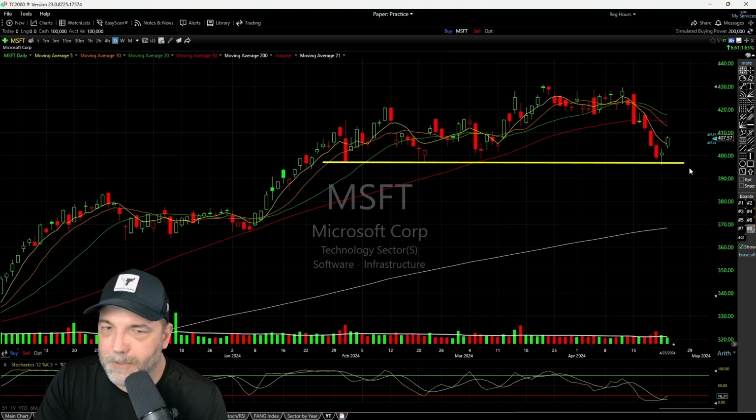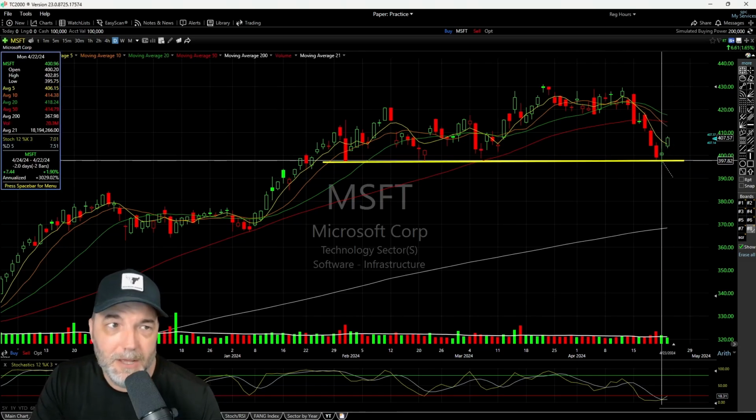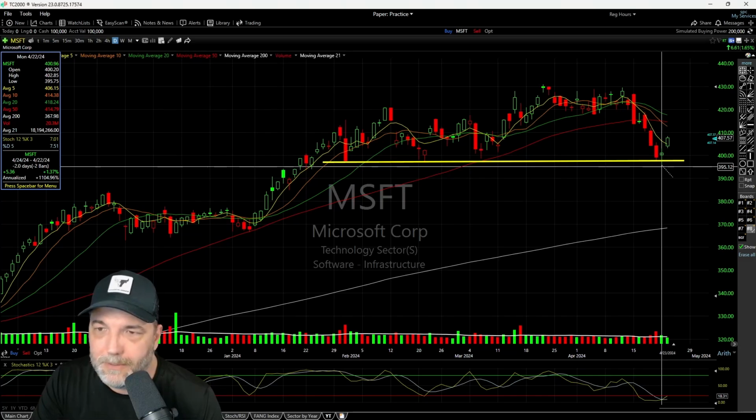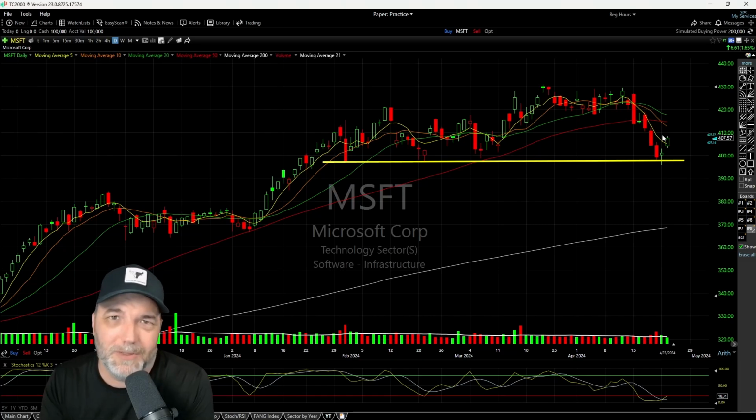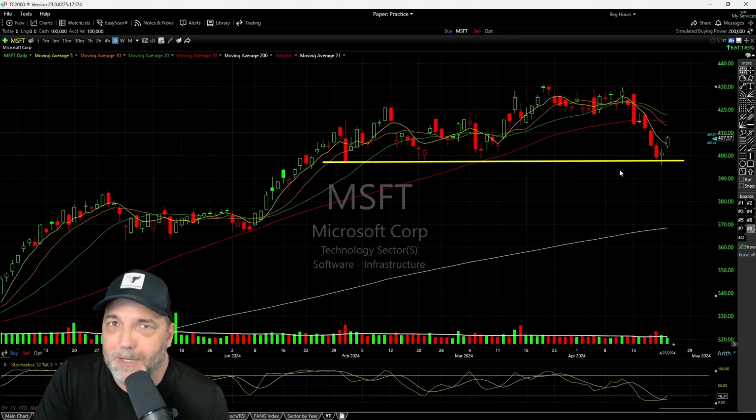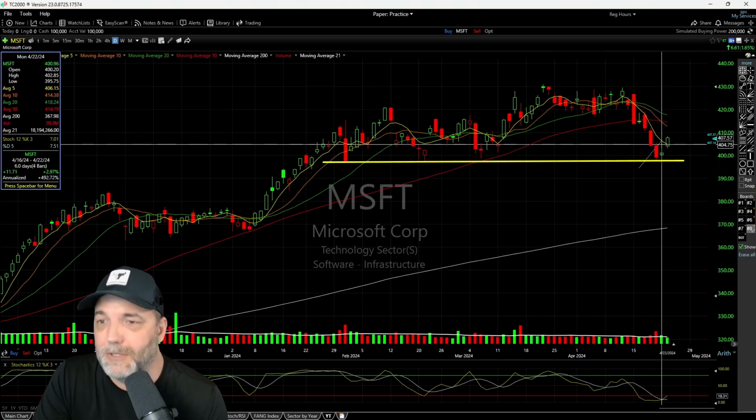So what I'm looking for here is, can it pull off the same feat again at around this 398 area? It dropped a little bit below it yesterday, but it quickly reclaimed that support level into the close. And that's really the most important thing that we're looking for. How does it close relative to a support level? Because sometimes it'll dip below it intraday, but how does it close relative to it? Then you get the follow through today.